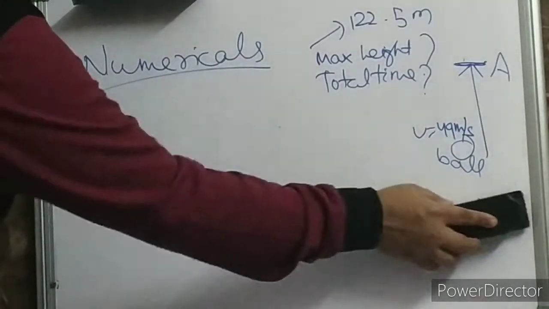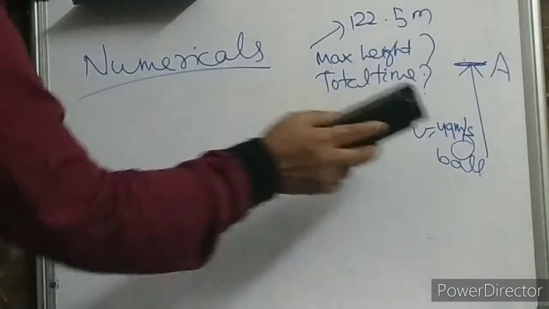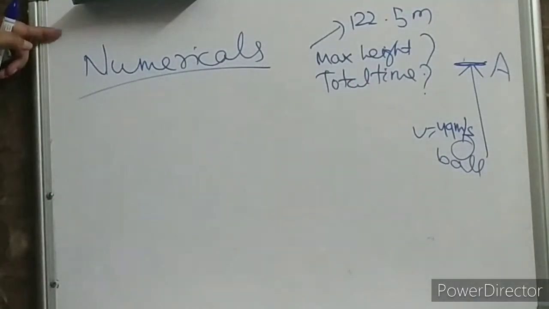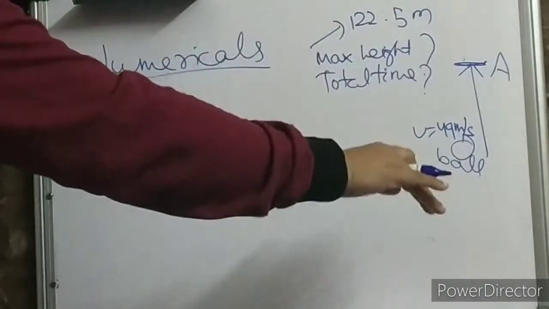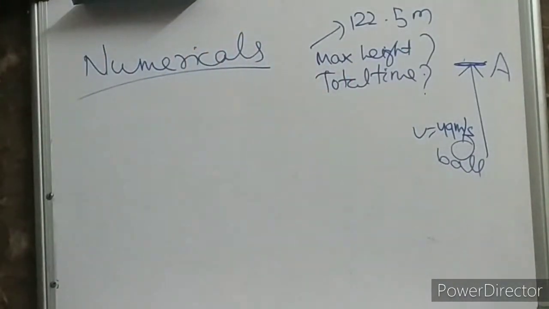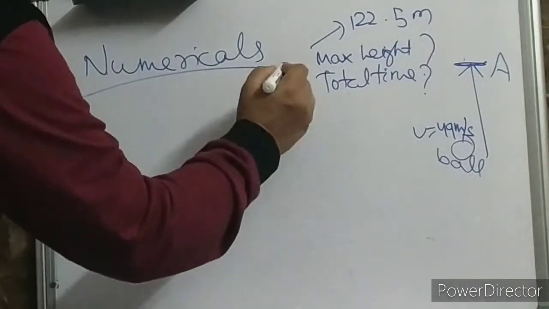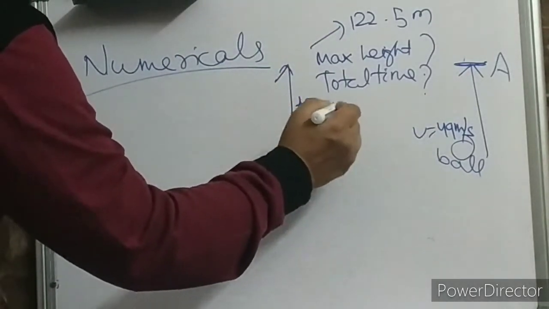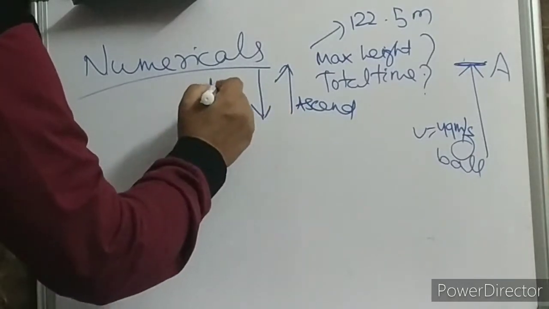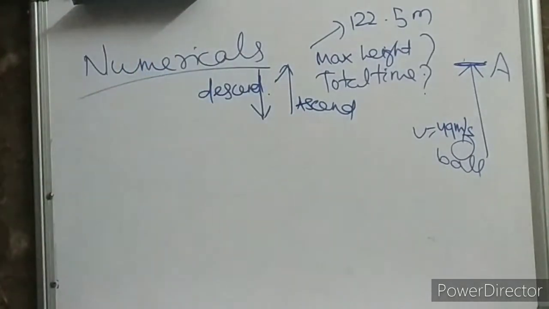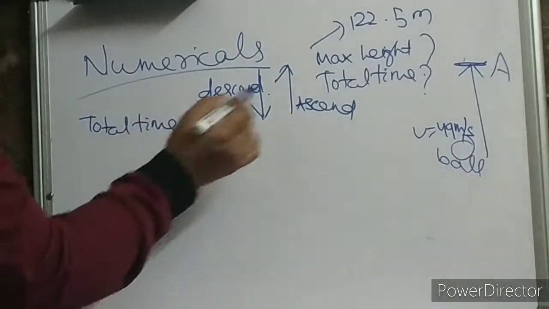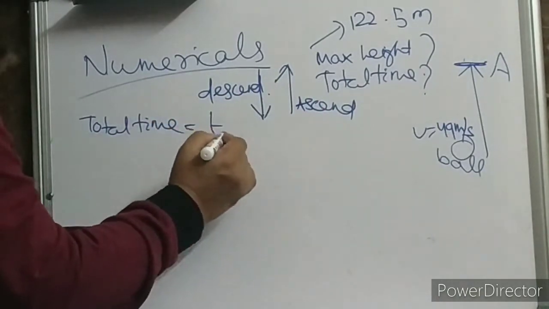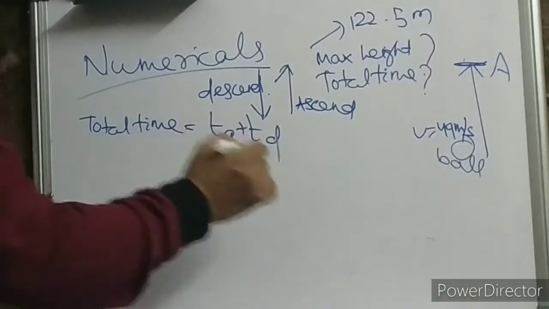How to calculate total time? Children, one thing. While going up, the time taken is the time of ascent. When the ball is coming down, that is the time of descent. So this is your ascent, and while coming down, this is your descent. So the total time taken by the ball to return to the ground is equal to time of ascent plus time of descent. Clear?